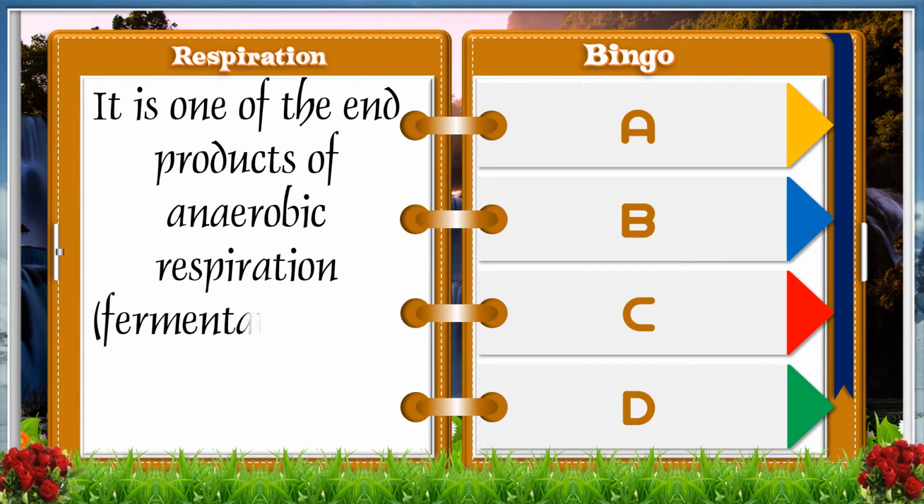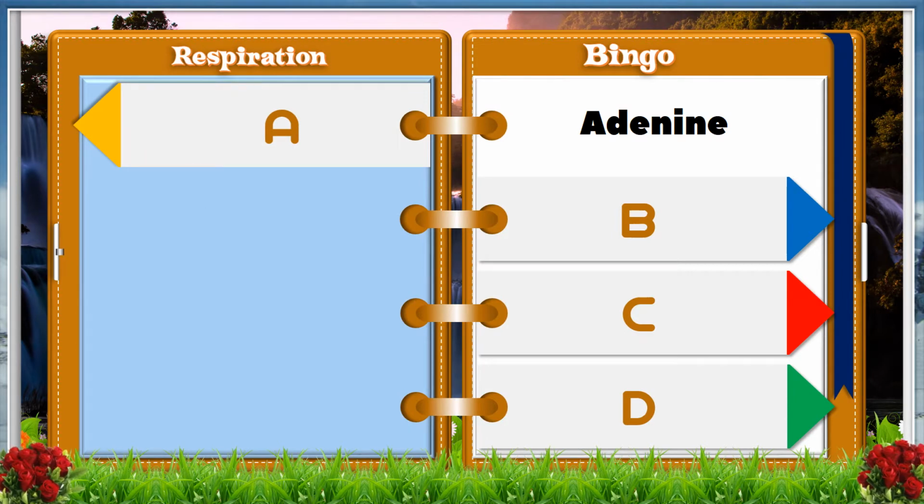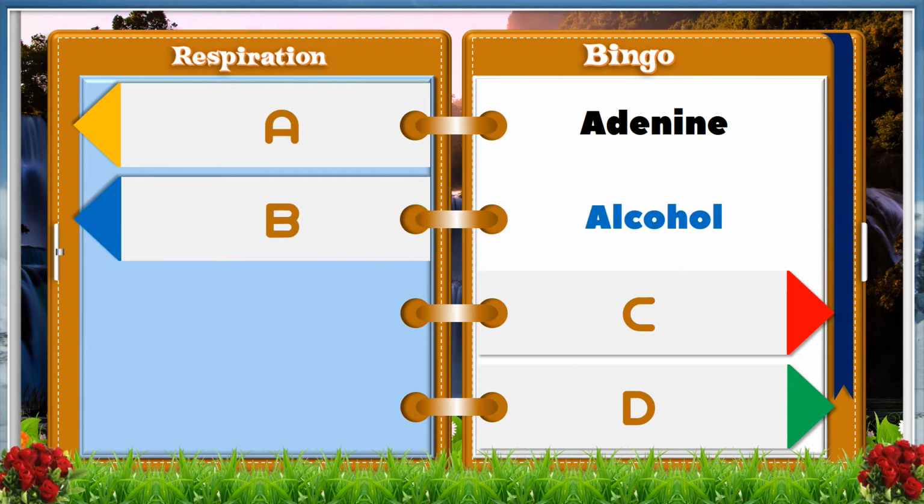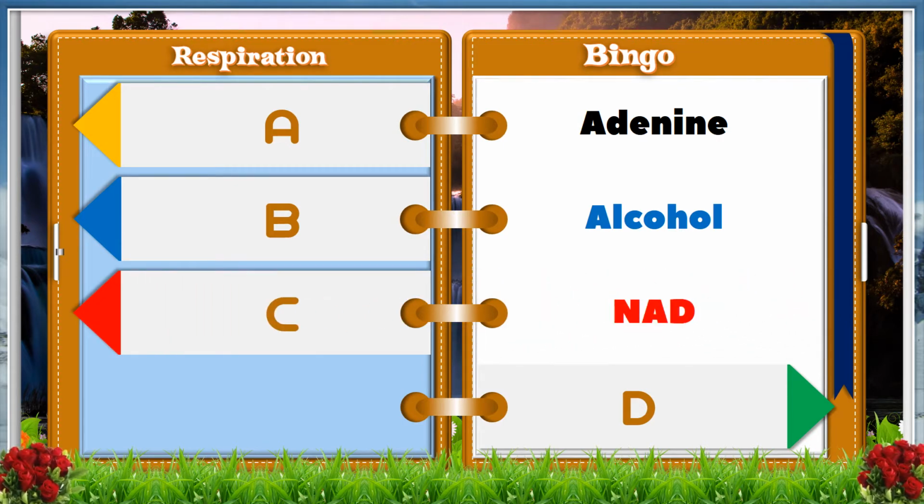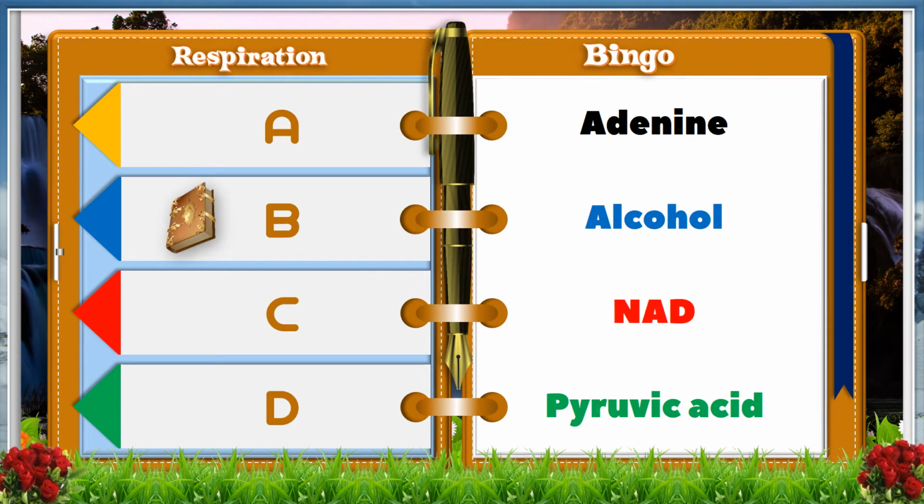It is one of the end products of anaerobic respiration, that is fermentation, the other being carbon dioxide. A. Adenine. B. Alcohol. C. NAD. D. Pyruvic acid. And the answer is B. Alcohol.